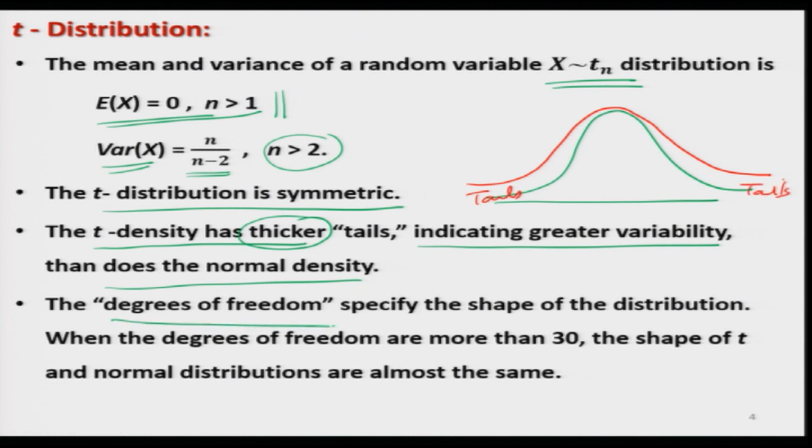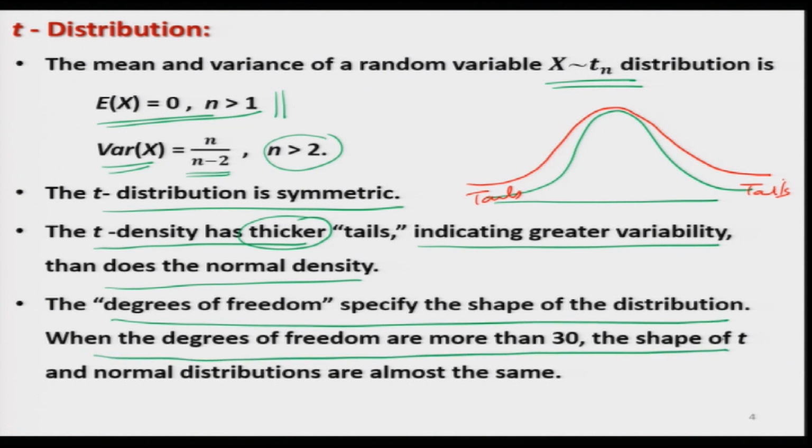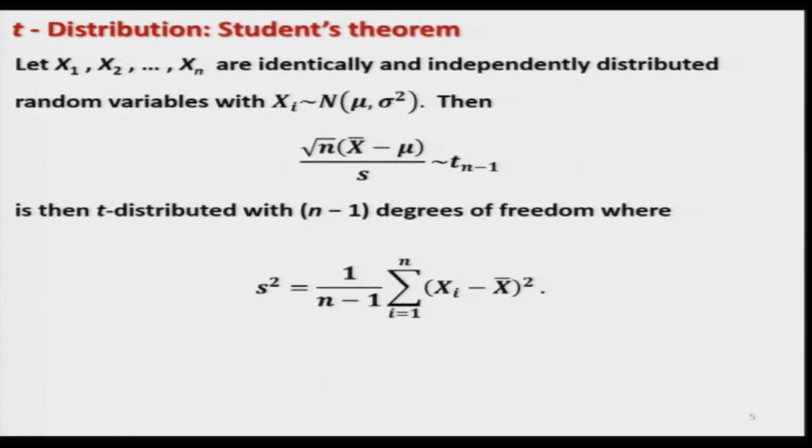And the degrees of freedom specify the shape of the distribution. When the degrees of freedom are more than 30, then the shapes of the t and normal distributions are almost the same. That is a very important result, and I will try to address it once again after a couple of slides, but you always have to keep in mind that when you take the degrees of freedom in the t distribution to be greater than or equal to 30, the probability curves of normal and t will become almost the same, right.